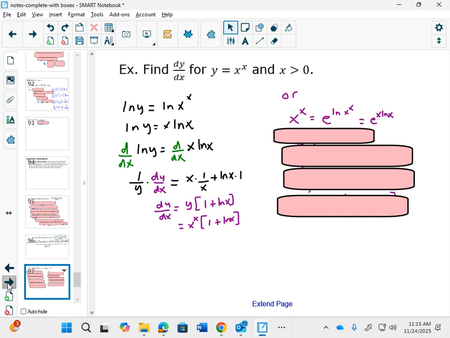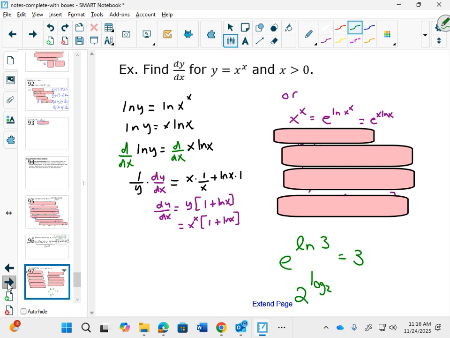Here's another way you could do this with natural logs. I like the logarithmic better. You know how this works, right? Like if you have e to a natural log, those are inverses of each other, they'll cancel each other out. If you have 2 to a log 2, those are inverses of each other, that would cancel out. Because one undoes the other one, leaving you just with the number.